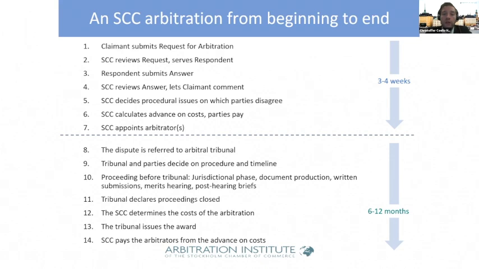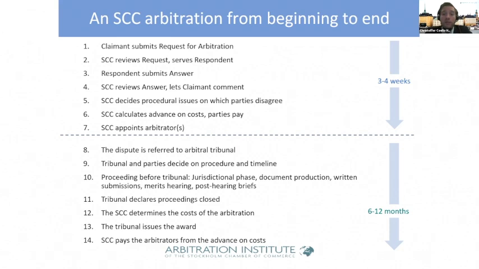Following the case management conference, the proceedings before the tribunal will basically proceed in accordance with the agreements made during the case management conference. And this may include, for example, a jurisdictional phase if the jurisdiction of the tribunal is disputed, document production, written submissions, one or more hearings on the merits, also post-hearing briefs and cost statements and so forth. It all depends on the form of the arbitral procedure.